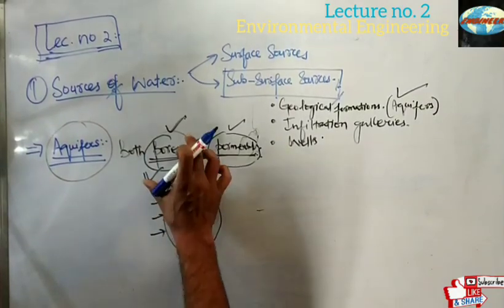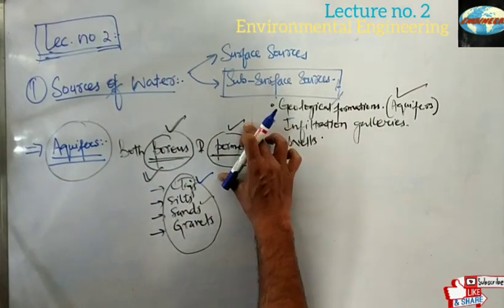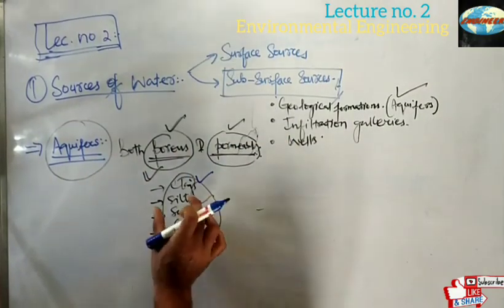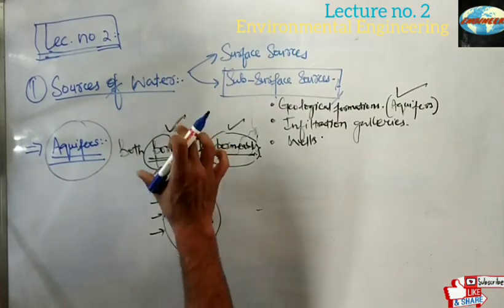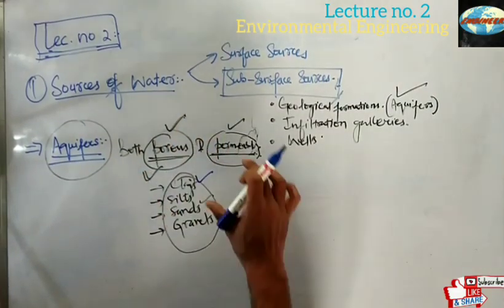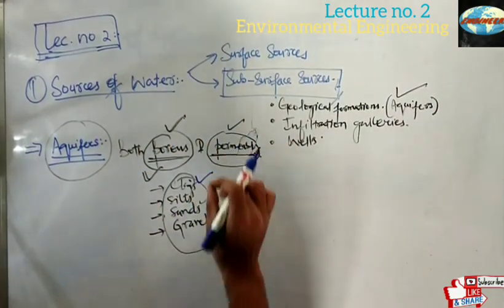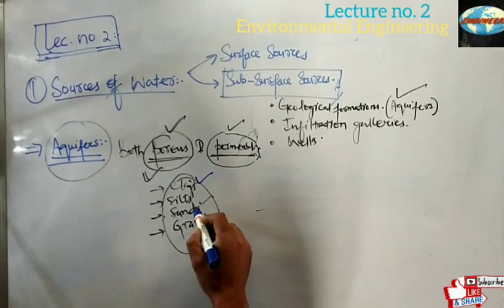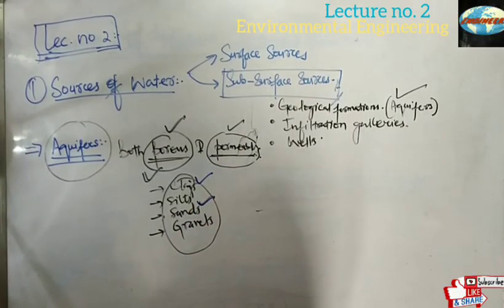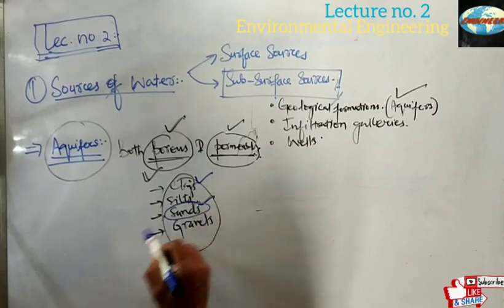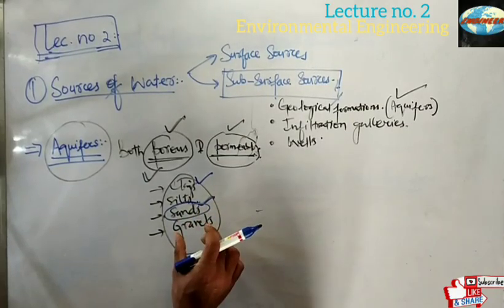Okay, they have a lot of porosity, but their permeability is very low. About silts, they obviously have a lot of porosity and they have more permeability than clays. And then we have sands. Now about sands, sands are highly permeable.